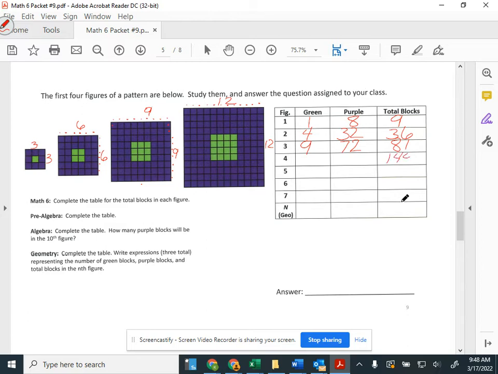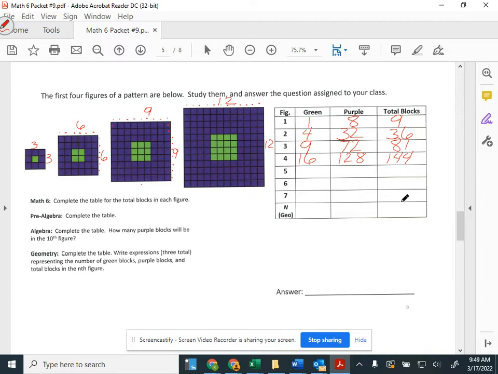144. I can easily count my green. There are 16 green. 144 minus the 16 green gives me 128. Now, I just heard my friend up front here say, ooh, what's the pattern?